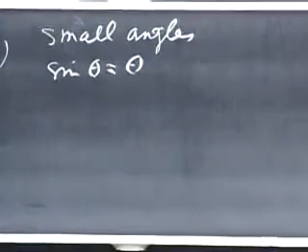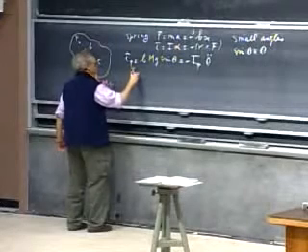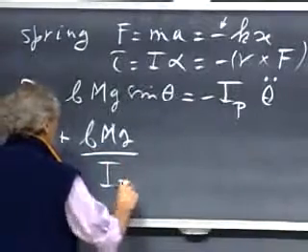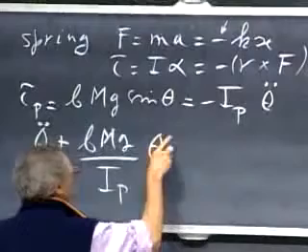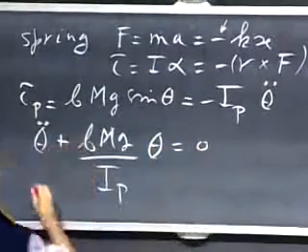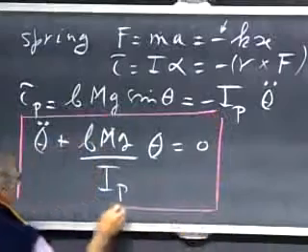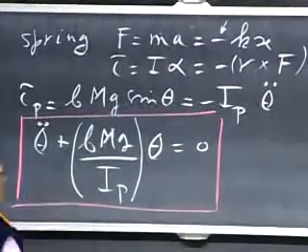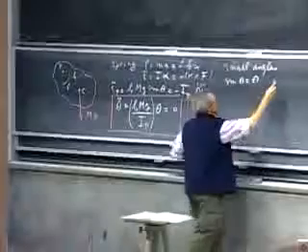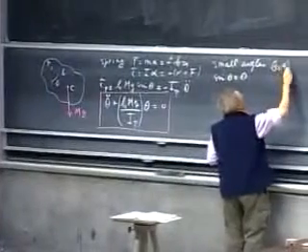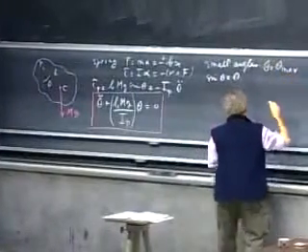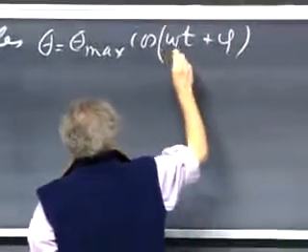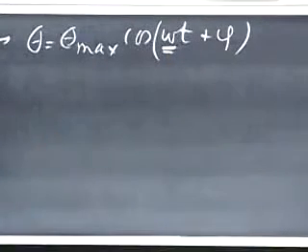And so I bring this all on one side, so I get theta double dot plus b mg divided by the moment of inertia about that point P times theta, now this is my small angle approximation, equals 0. And this is a well-known equation. It is clearly a simple harmonic oscillation in theta, because this is a constant. And so the solution is theta equals theta maximum, you can call that the angular amplitude, times cosine of omega t plus phi. This omega is the angular frequency. It is a constant.